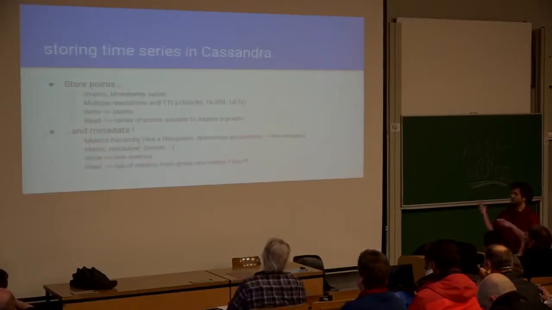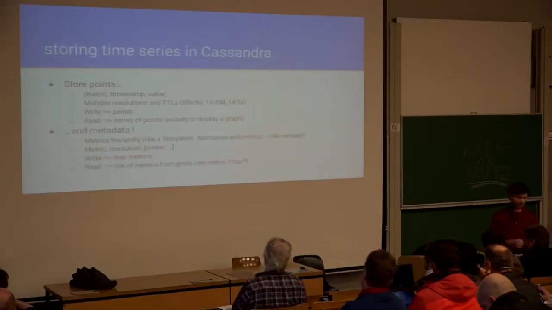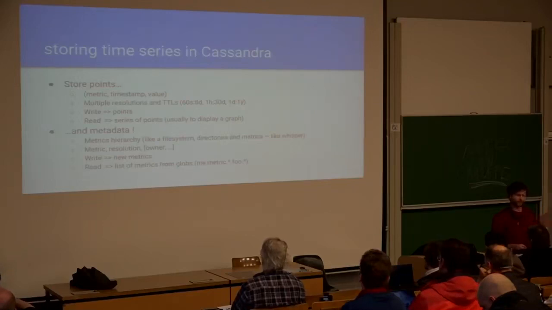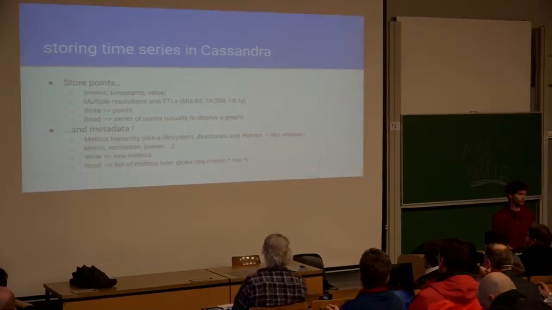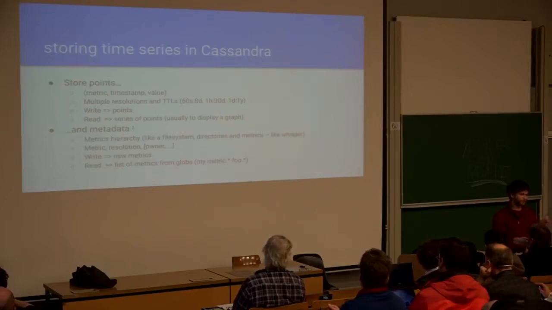So, what I said, you need to store two things in your database. The points. The points are tuples of timestamp and value, being doubles. But there is a small complication. You need to store these points at multiple resolutions. You could store 1 point per second for 1 year, but that will take a lot of space. So what we do instead is store 1 point per minute for 1 week, then 1 per hour for 1 month, and then 1 per day for 1 year. This way, people can have long-term data, and it doesn't end up costing 1 petabyte of disk.